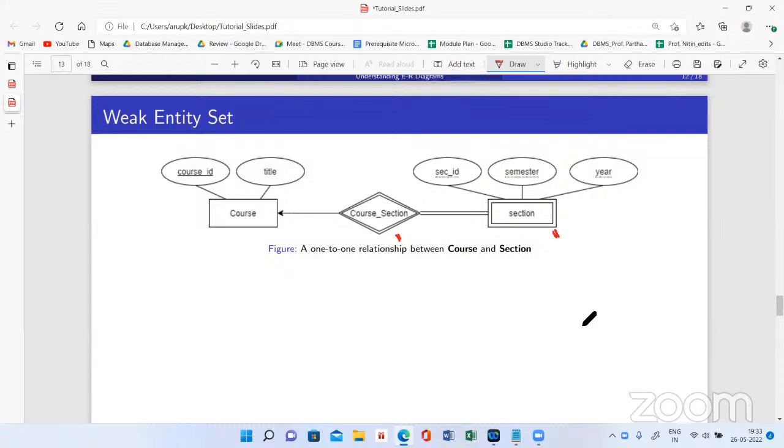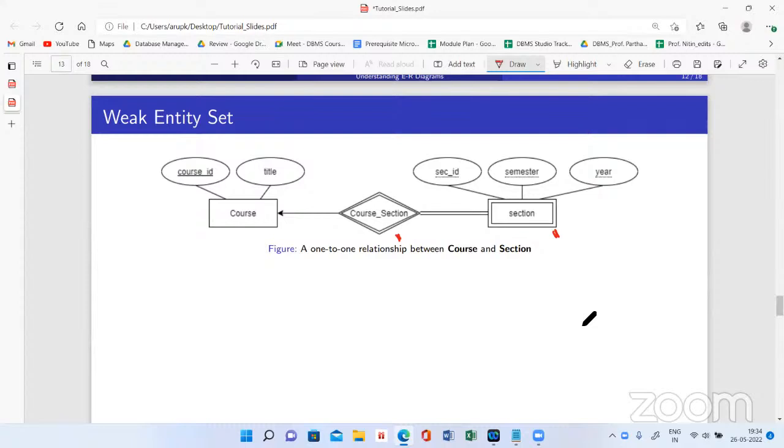So our course can have how many sections? Many. And a section can have how many courses? At most one. Exactly one, right? Yes, exactly one, because the double line and arrow are both there on this side. So a course can have any number of sections. A section can have exactly one course, right?